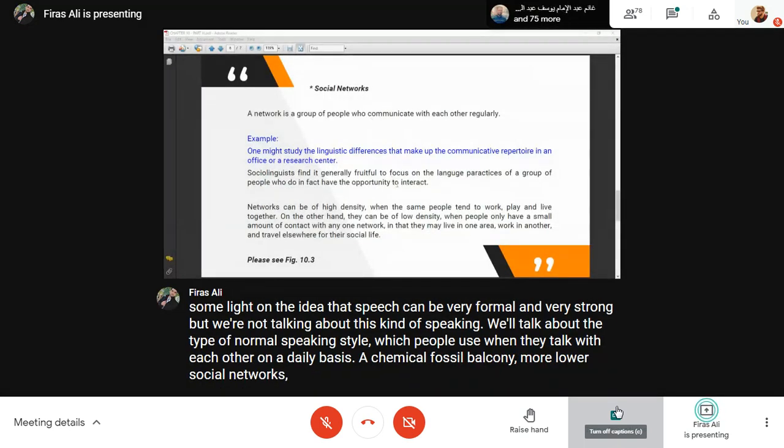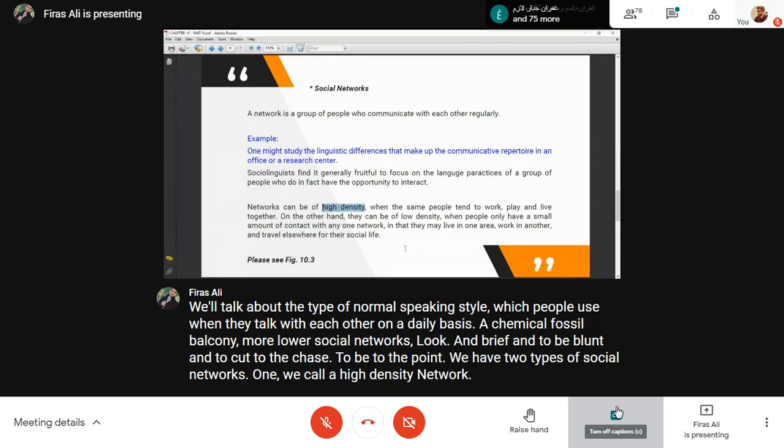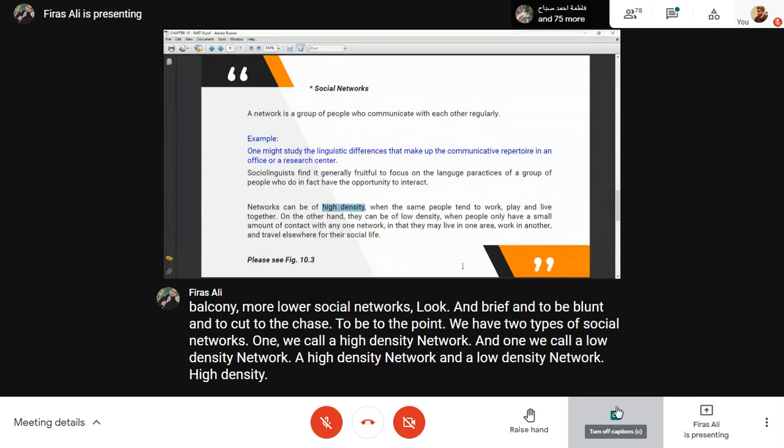Look, in brief and to be blunt and to cut to the chase, to be to the point, we have two types of social networks. One we call a high density network, and one we call a low density network. A high density network and a low density network. High density and low density. What is a high density social network?